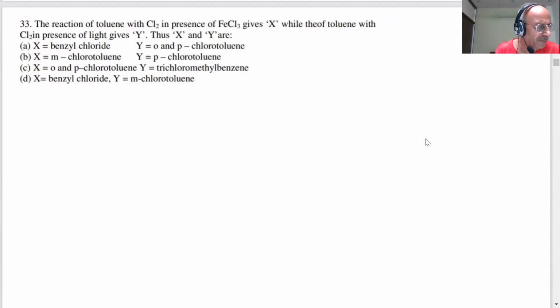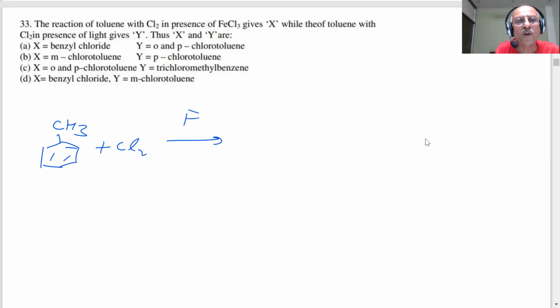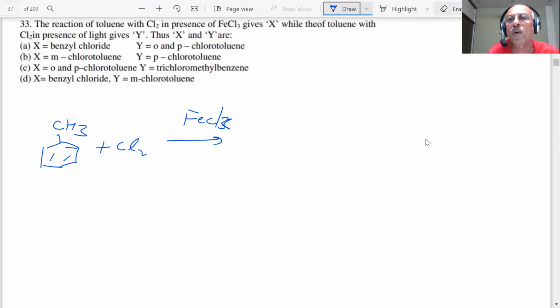Next question. So, what we have: the reaction of toluene with chlorine in the presence of FeCl3 gives X. This is my toluene, reacting with chlorine in the presence of FeCl3. You know what type of reaction this is, student? Friedel-Crafts reaction.